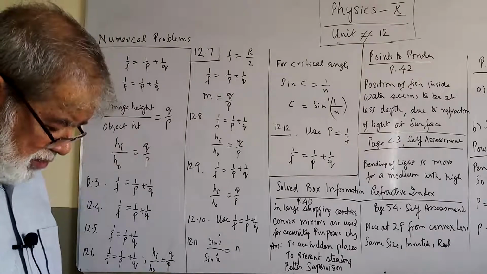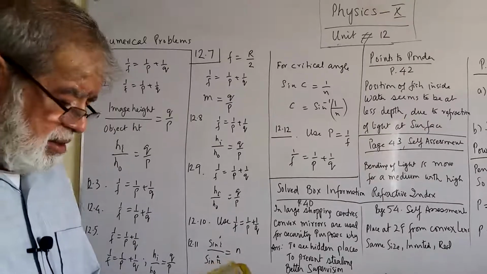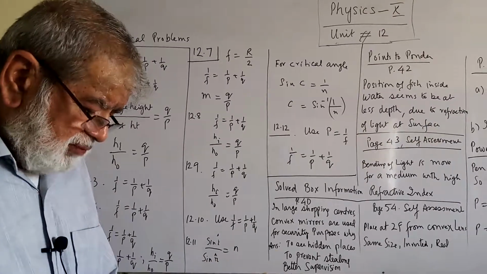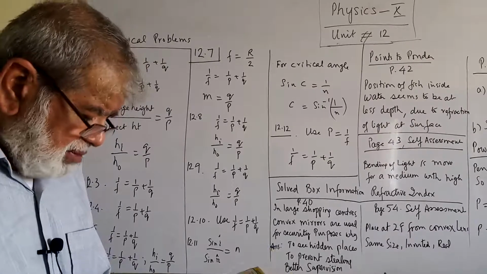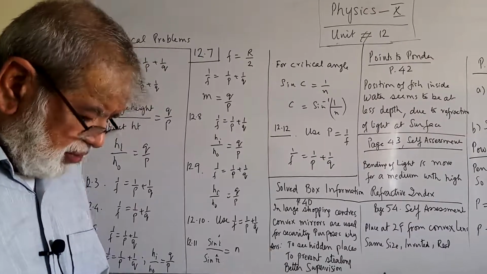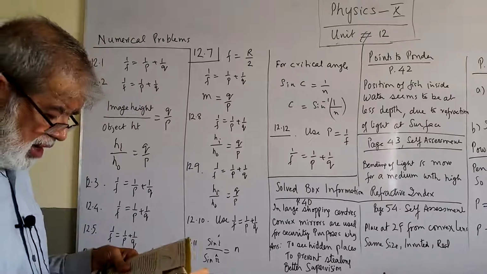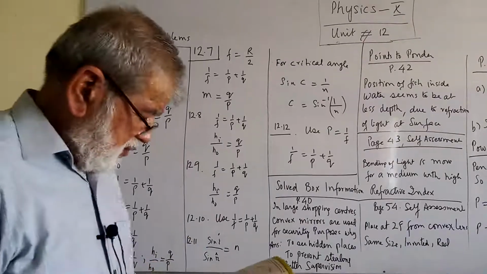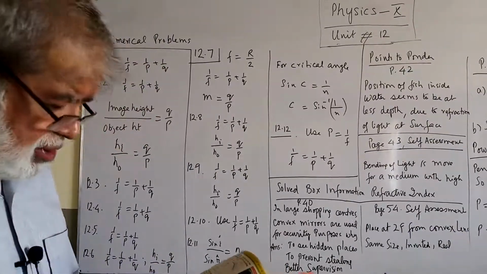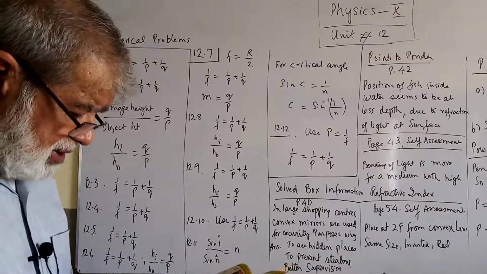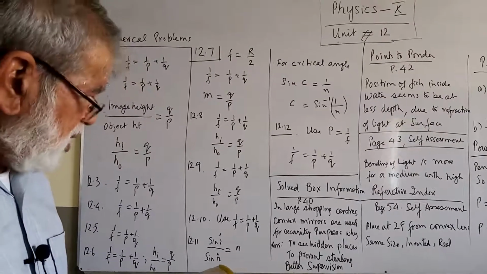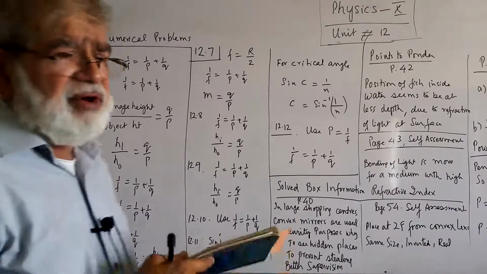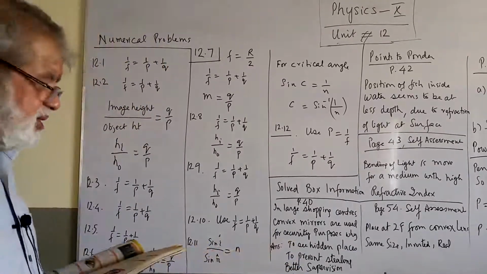The first one is on page 40. On page 40, this talks about the solved box information. Points to ponder: in large shopping centers, convex mirrors are used for security purposes. Do you know why? You have to give reasons for using convex mirrors.